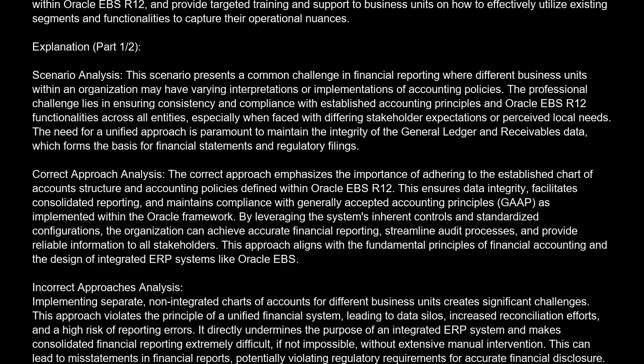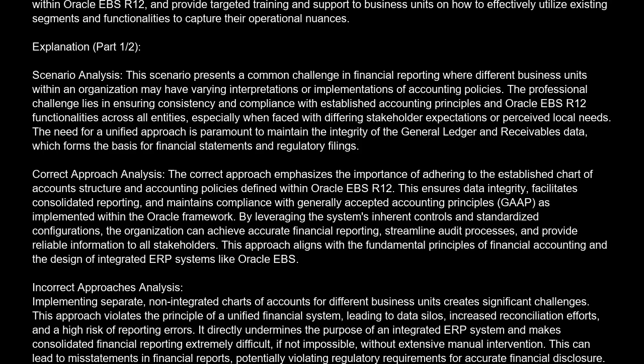This approach violates the principle of a unified financial system, leading to data silos, increased reconciliation efforts, and a high risk of reporting errors. It directly undermines the purpose of an integrated ERP system and makes consolidated financial reporting extremely difficult, if not impossible, without extensive manual intervention. This can lead to misstatements in financial reports, potentially violating regulatory requirements for accurate financial disclosure.